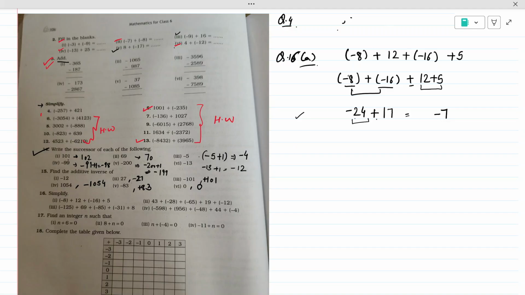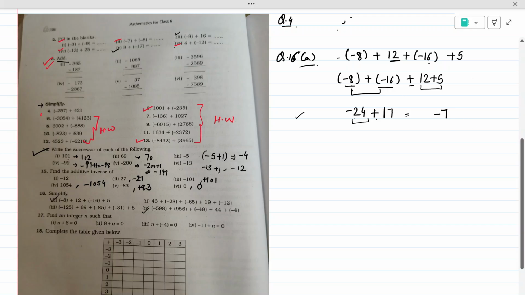Second way is, you can see this, we are starting from minus 8. From minus 8, we are taking 12 steps ahead. After reaching 12 steps, we are taking 16 steps backward. And when we reach that number, we are again taking plus 5 steps. We can also do them using a number line, but if it is not mentioned how we have to simplify it, this is the best method: keep the negative numbers together and positive numbers together and then solve them. Okay, so we have done the first question here.